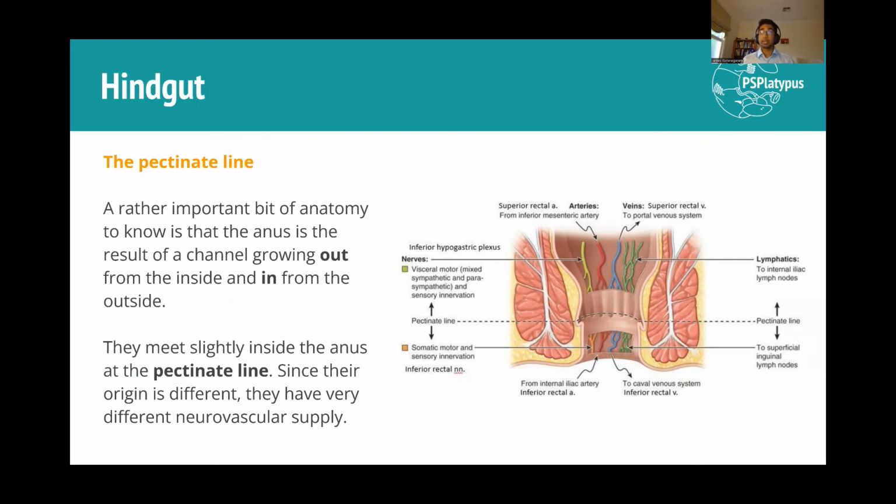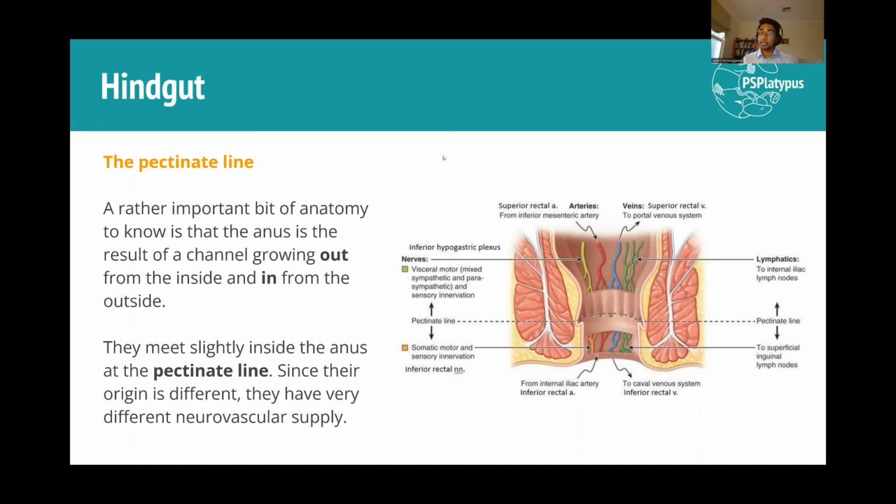Now, the most important clinical manifestation of this is that if you get hemorrhoids, which are just little aberrations in the very distal end of your GI tube, they can be very painful if they're below the pectinate line, because we have somatic motor and sensory innervation, which your body pays much more attention to, whereas above the pectinate line, you get visceral sensory information, which your body doesn't pay as much attention to. So somebody who has hemorrhoids above the pectinate line just thinks, oh, I have hemorrhoids. Somebody below the pectinate line will know they have hemorrhoids because it hurts a lot.